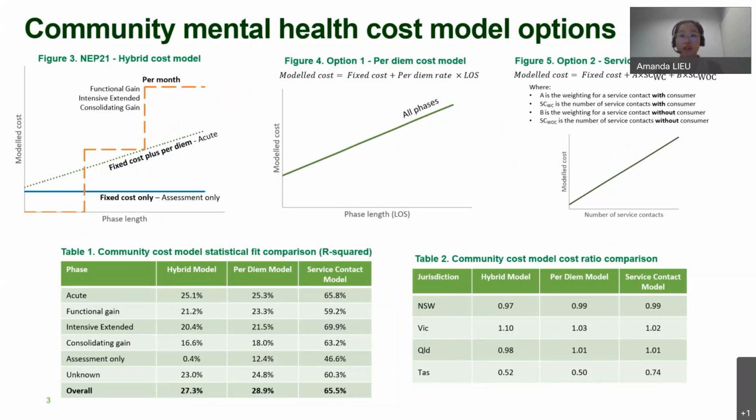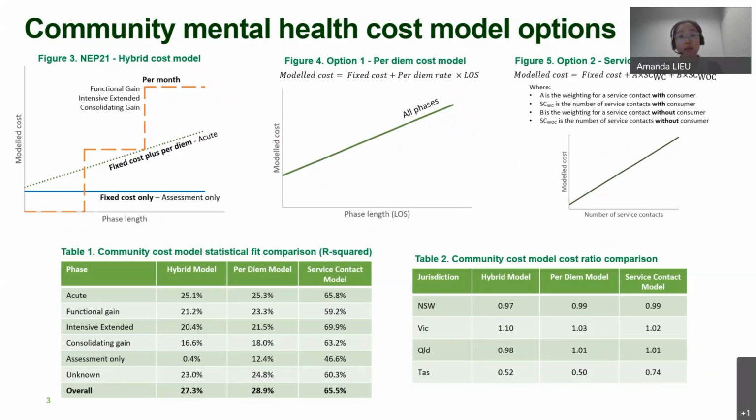So for each end class, the model cost would consist of a fixed cost plus a weight per service contact, differentiated by whether the consumer participated in the service contact or not. Generally speaking, service contacts with a consumer present would attract a higher cost or weighting than service contacts where the consumer is not present. Another thing to point out is that both options include a fixed cost component, as seen in the graphs where the intercept is above 0.